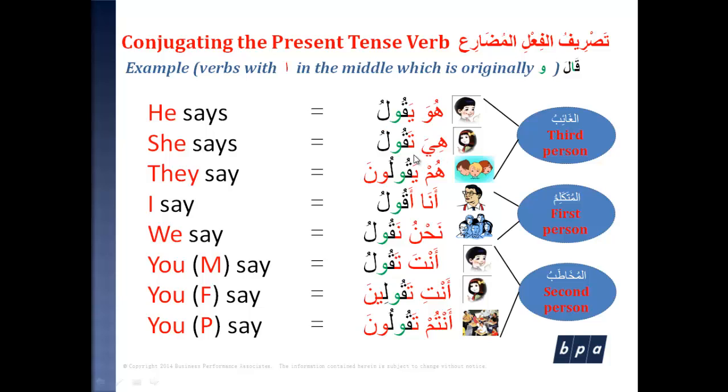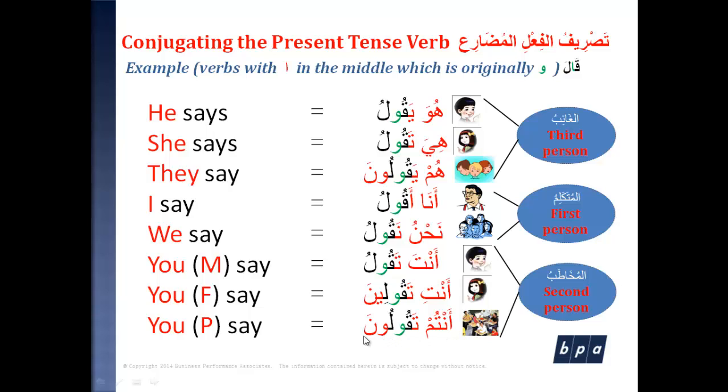For hiya, we say taqulu. For hum, yaquluna. Ana aqulu, I say. Nahnu naqulu, we say. Anta, addressing the male, تقول, you say. أنت تقولين, you say, for a female.